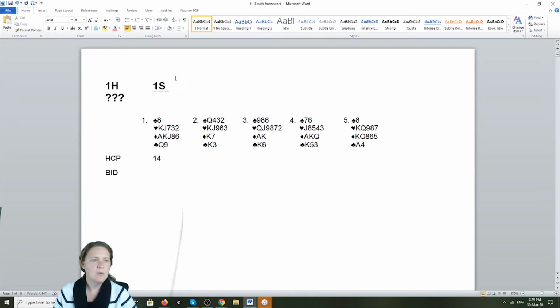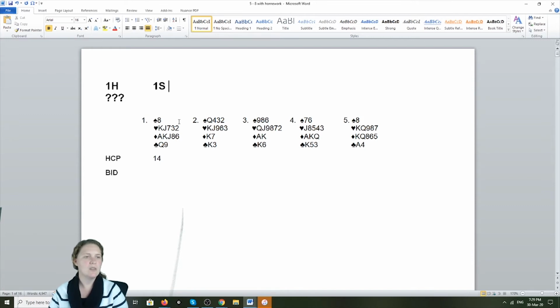So the first thing we want to look at always is, do I have a fit with my partner's suit? And partner promised that they have 4 or more cards in spades. So do we have a fit with them? No, we don't, because to have the fit, we would need to have 4 spades to go with them. So we're not going to raise spades.